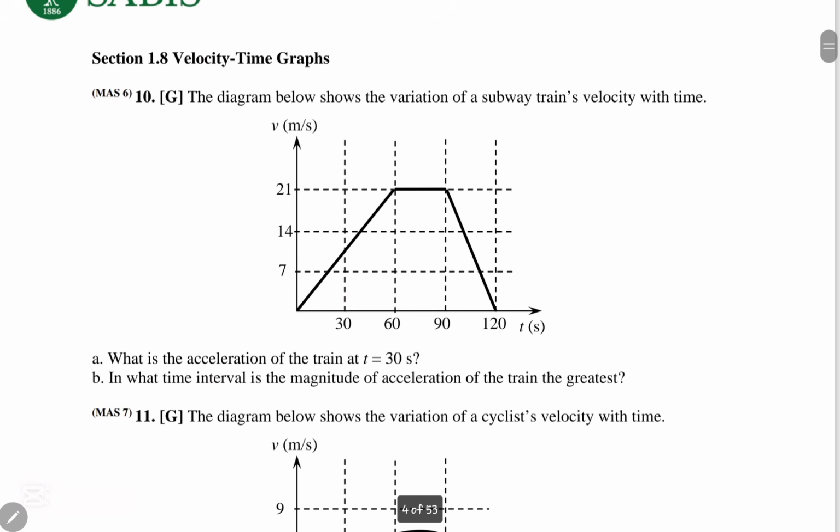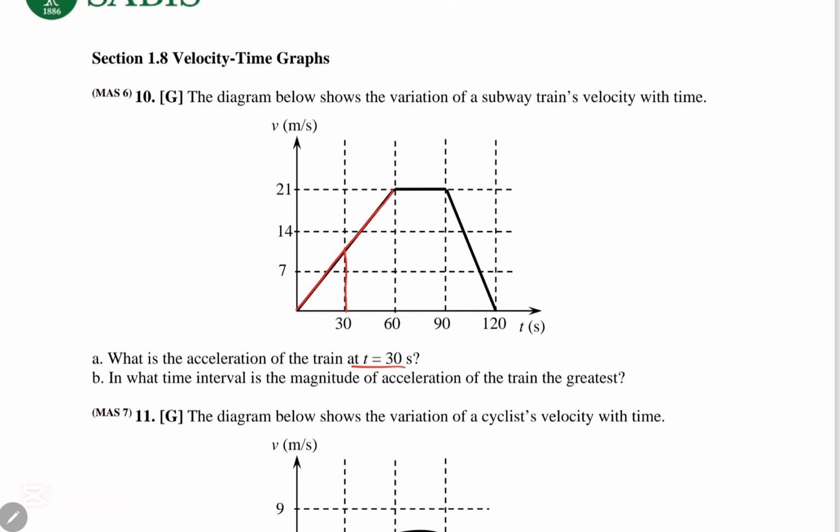We'll move on to section 1.8, which is question 10. What does it say? The diagram below shows the variation of a subway train's velocity with time. They want the acceleration of the train at time 30 seconds. At time 30 seconds, the acceleration of the train would be the slope of the tangent.